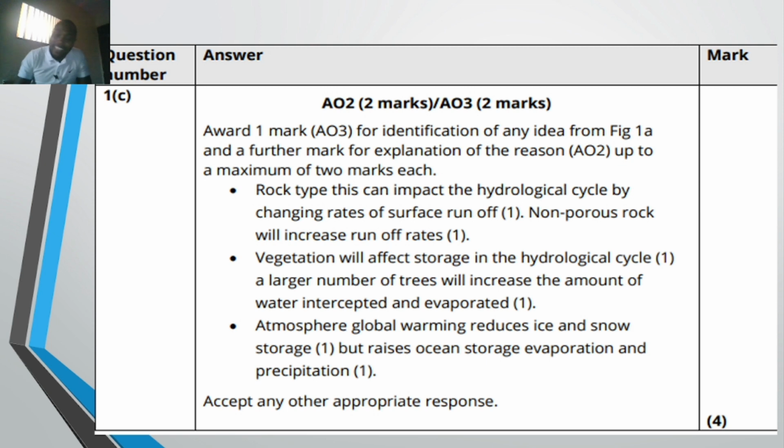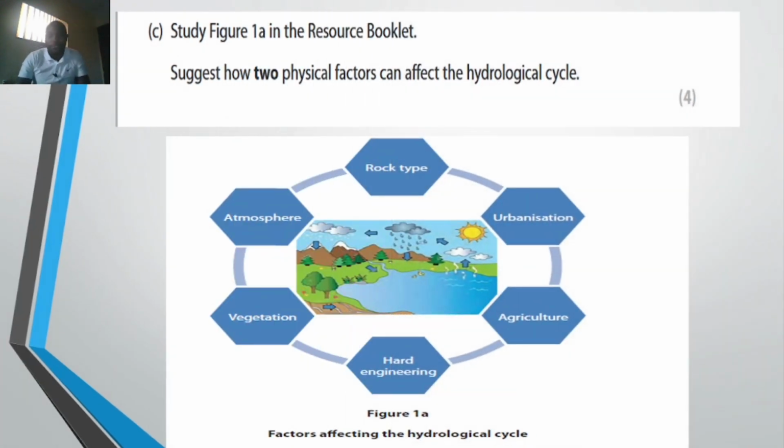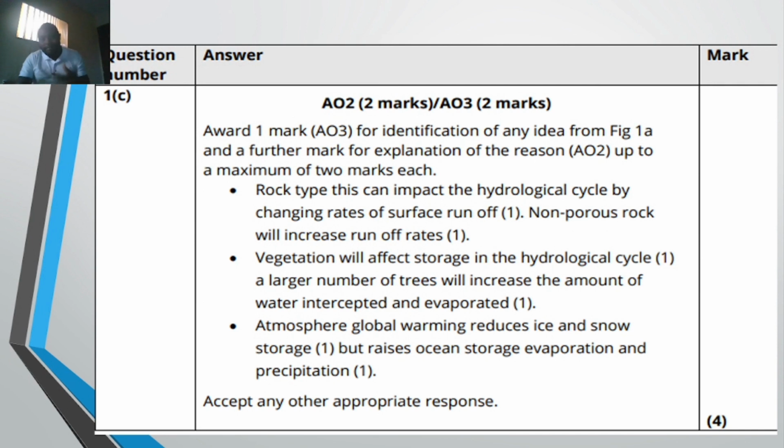Is it clear? Okay, another one that is mentioned there, you have atmosphere, of course. Now, how is this atmosphere kind of impacting on the hydrological cycle? Okay, so the atmosphere, global warming, that's an idea I've given. Atmosphere global warming reduces ice and snow. Remember there's water that is captured maybe in ice and also the snow. So when you have this global warming, it will kind of make the water to evaporate. That means it is going to reduce, okay?